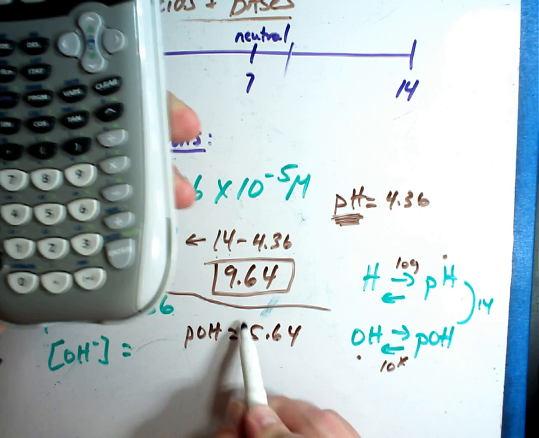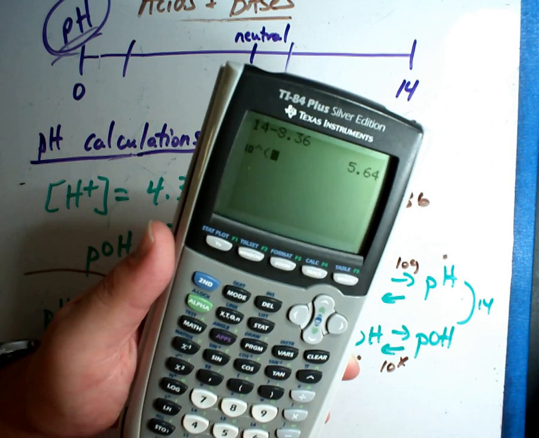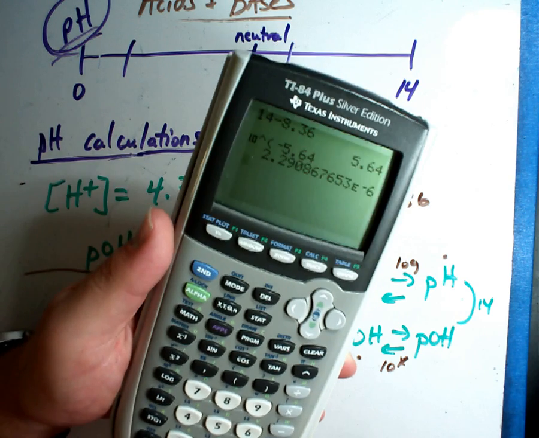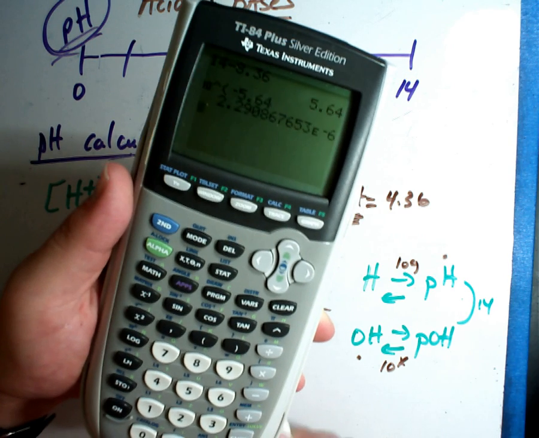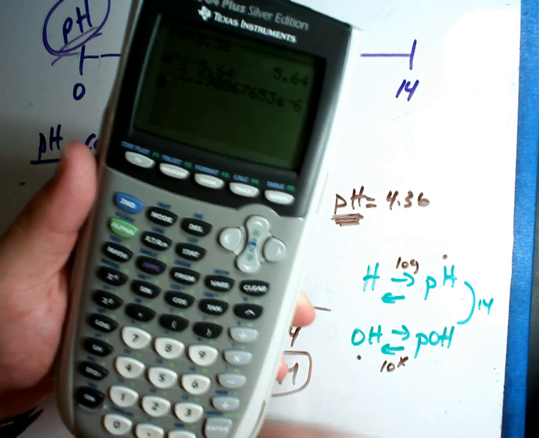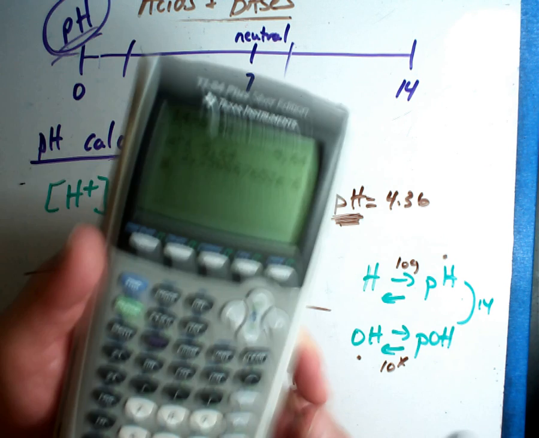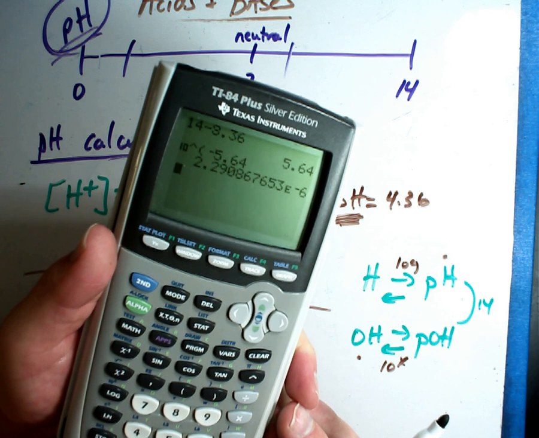Now remember, I have to add the negative back on it. So I'm going to do 10 to the x of negative 5.64. And my calculator does all of it for me. 2.29 times 10 to the negative 6 molarity. And there's my answer. I'll show you on my screen so you can see it. 2.29 times 10 to the negative 6.